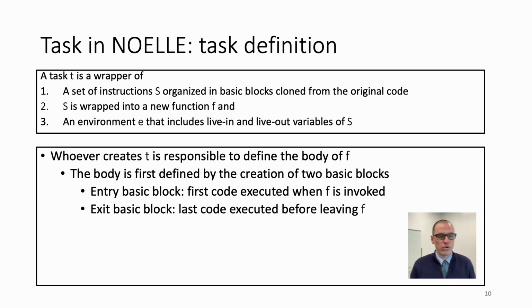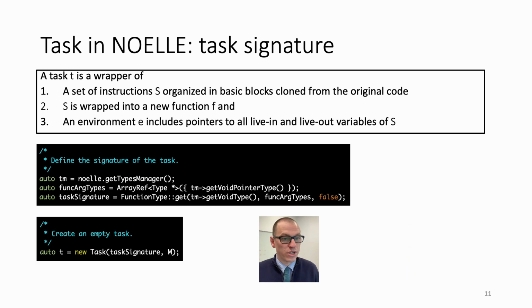These allow a user of a task to know exactly where the basic block is that is going to be executed no matter what at the beginning of the execution of the task, and the one that is going to be executed no matter what at the end of the task. Both basic blocks are empty when you create a new task. In order to create a new task, and therefore create these two new empty basic blocks, you just invoke the constructor of the class task.